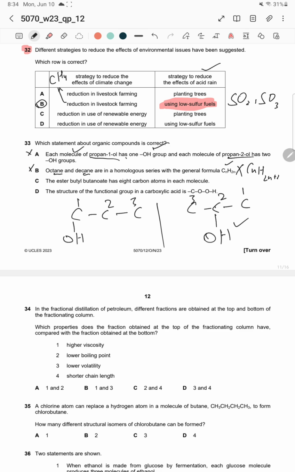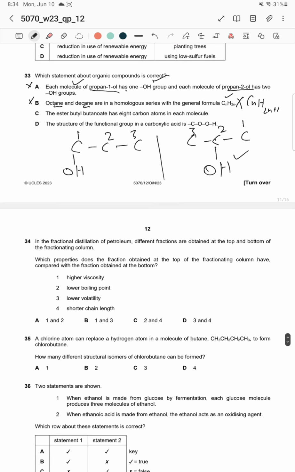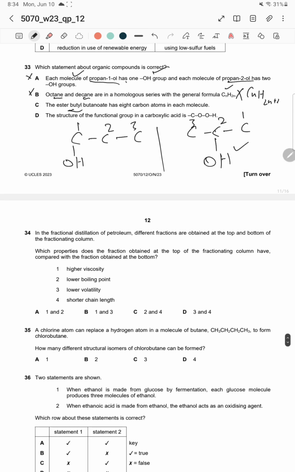The ester butyl butanoate, how will you write butyl butanoate? This is an alkyl group with a single bond to O, then carbon. It has 4 carbons in butyl, and then butanoate includes 4 more carbons. So butyl butanoate has 8 carbon atoms in each molecule. So yes, it has 8 carbon atoms in its molecule. So C is the right option.